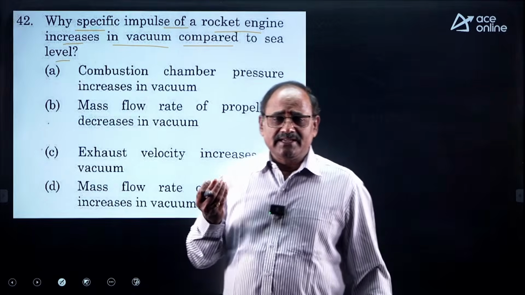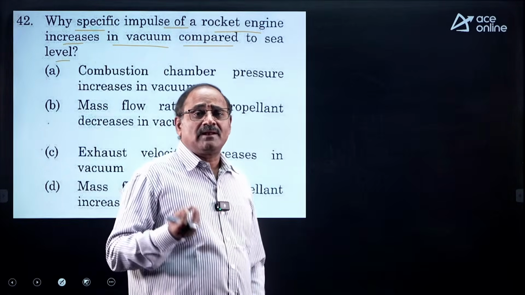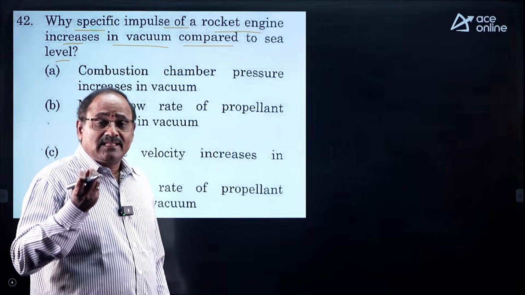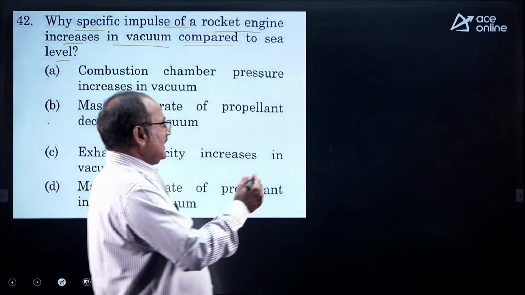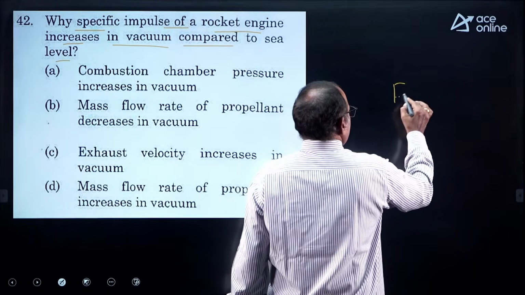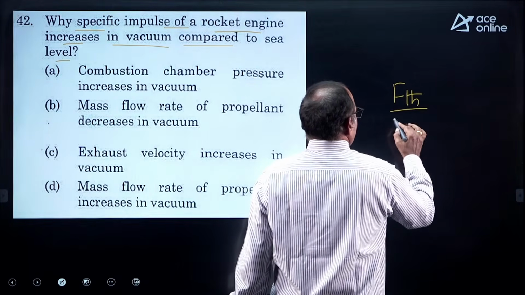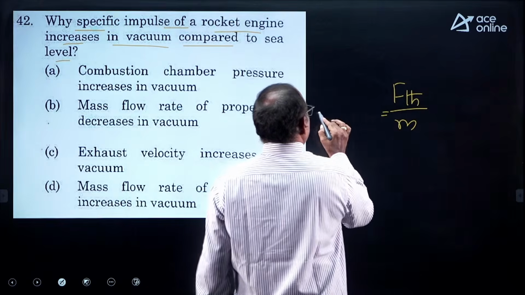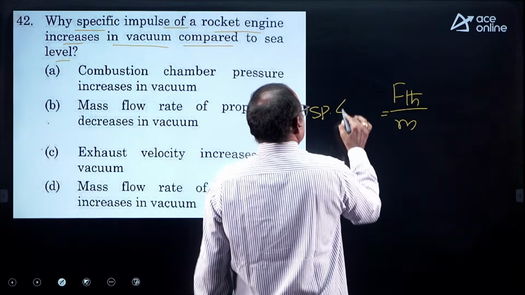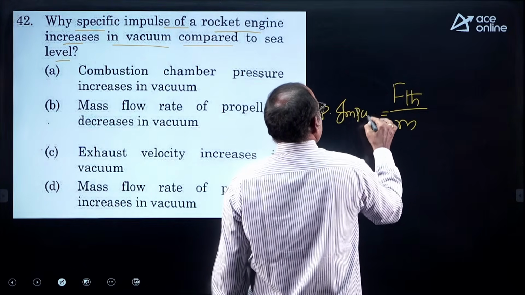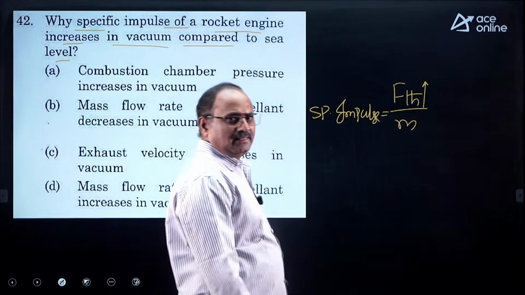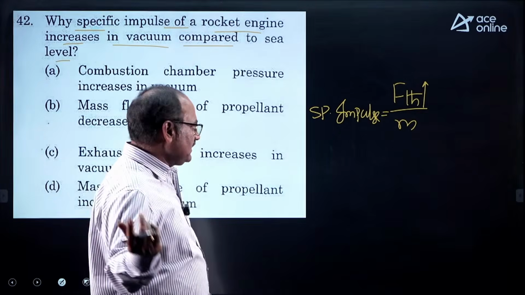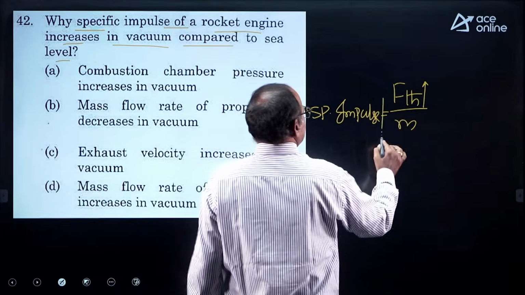When the jet velocity increases while the rocket is propelling in the vacuum region, the thrust force, or simply thrust, increases. Then that thrust force dividing by mass is called specific impulse. Because of the increase in thrust force while the rocket is propelling in the vacuum, the specific impulse increases.